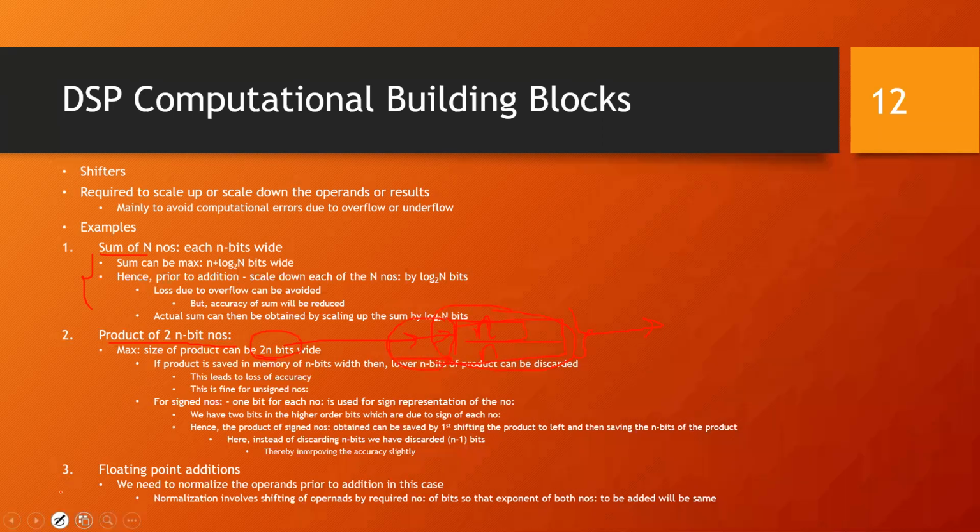Another thing we can do is discard the lower n bits. Discarding these will reduce your accuracy. Now, what about the signed numbers? In unsigned numbers, if you're discarding those n bits, it will not have any problem because we are just losing n bits. Now, can we do the same thing for signed numbers? For signed numbers, I cannot do the same thing.